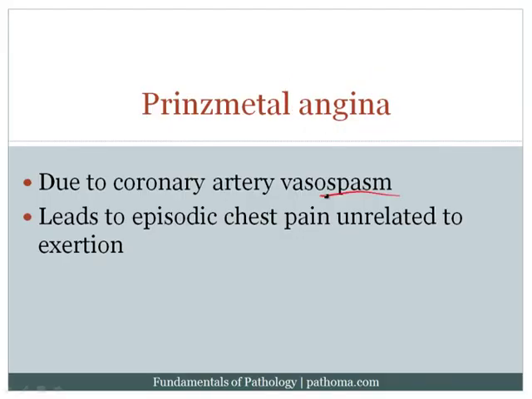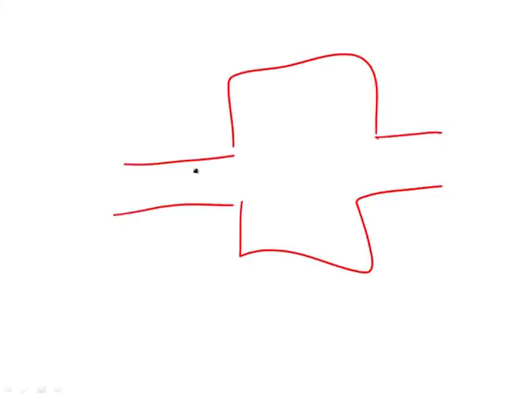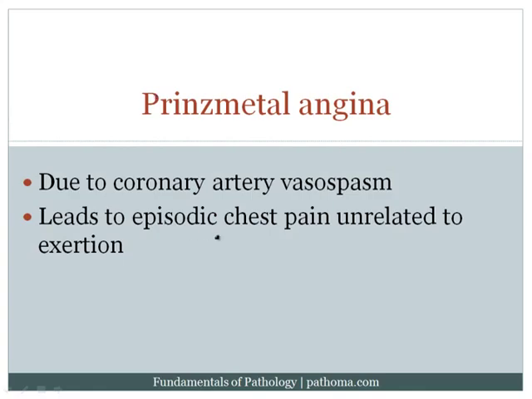The idea here is that you get vasospasm of the coronary artery. So again, here's the coronary artery. This is going into the myocardium, and you get vasospasm so that this artery clamps down. Now, when this artery clamps down, it's going to completely cut the blood supply, and that cutting of the blood supply will then result in episodes of chest pain that are unrelated to exertion. Whenever the vessel clamps down, that's when the patient's going to have chest pain.